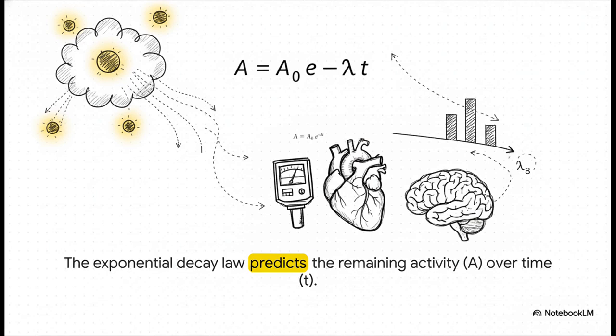And the beauty of this is that it's all captured in one elegant, incredibly powerful formula, the exponential decay law. With this one tool, if you know what activity you started with, and you know that special decay constant, lambda, you can predict the activity of that sample at any point in the future. This thing is the absolute bedrock of all the calculations we do in radiotherapy.